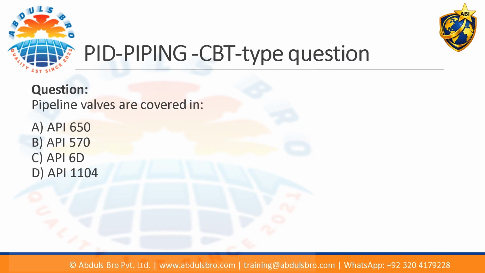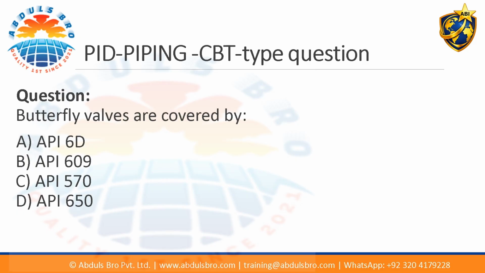Next is a PID piping CBT type question. Pipeline valves are covered in option A API 650, option B API 570, option C API 6D, and option D is API 1104. And what is the correct answer? You have to select one answer in CBT exam. And the correct answer is API 6D.